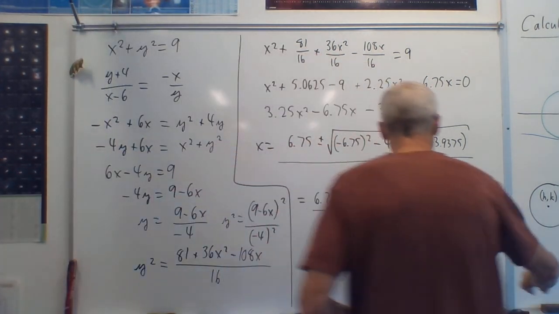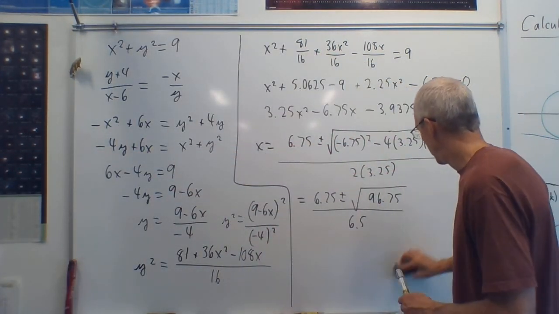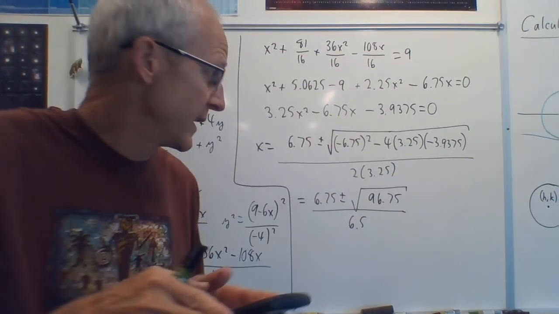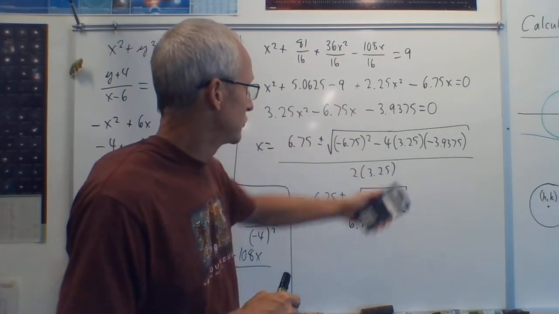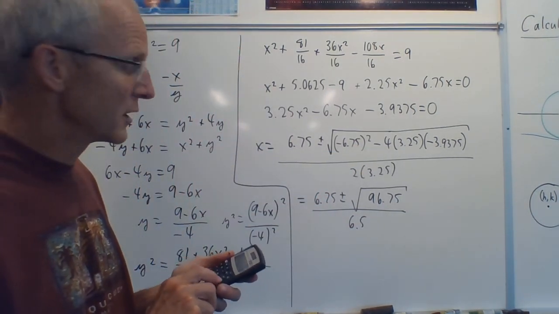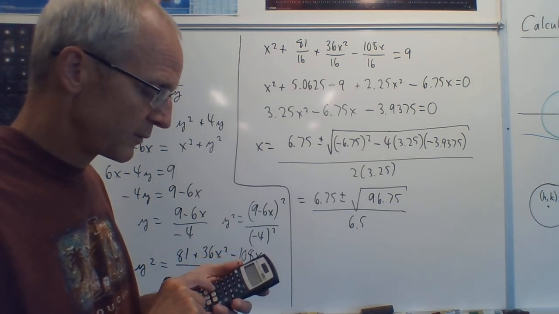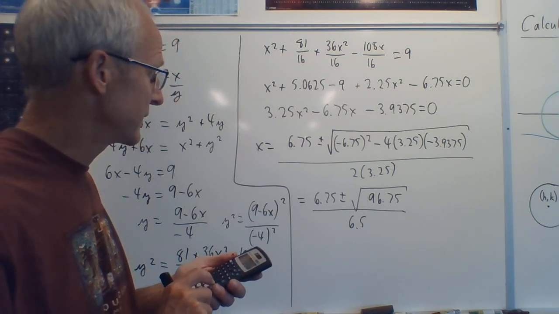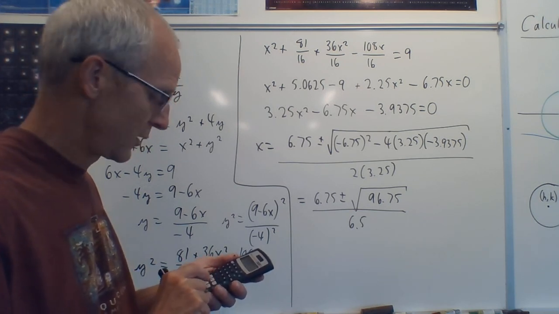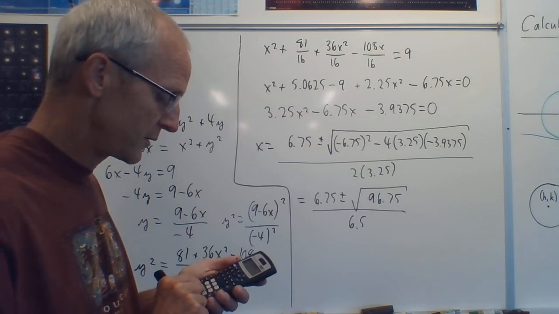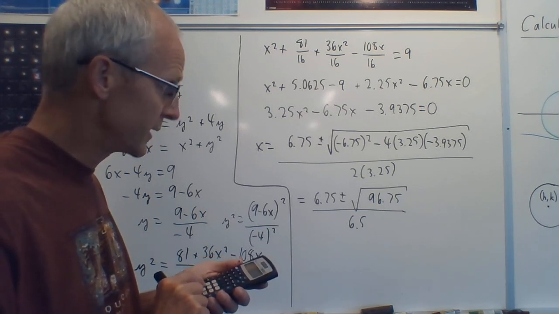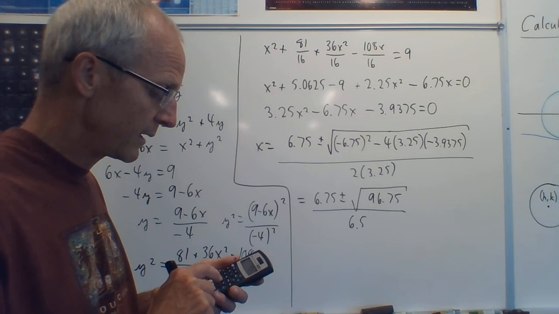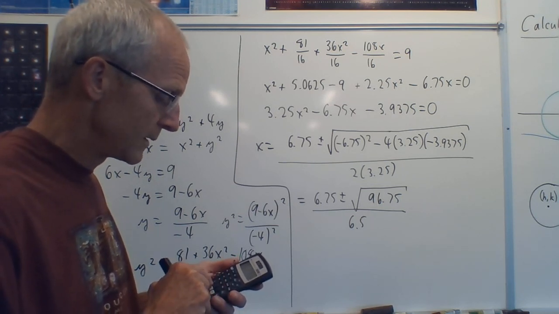You don't need to have that much room there. So square root of 96.75. I really hope I did that right. I can do that again just to make sure, because a lot of places make mistakes there. 6.75 squared is 45.5625, plus 4 times 3.25 times 3.9375. Yep, I think I did that right.